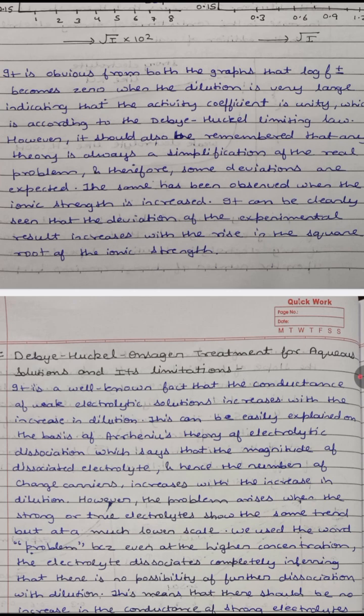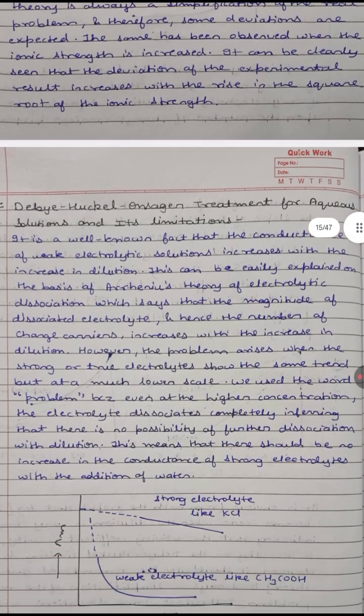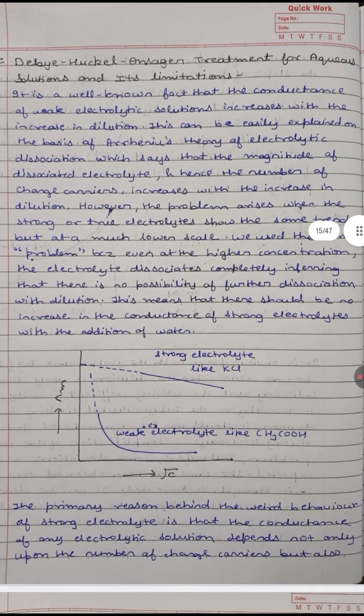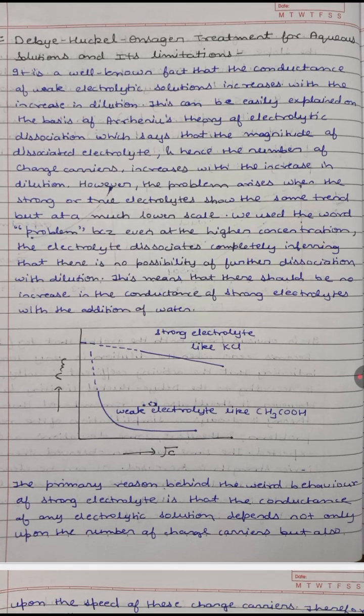It can be clearly seen that the deviation of the experimental result increases with the rise in the square root of the ionic strength. Next topic is Debye-Huckel-Onsager treatment for aqueous solutions and its limitation.